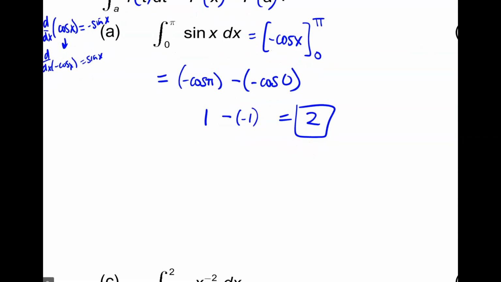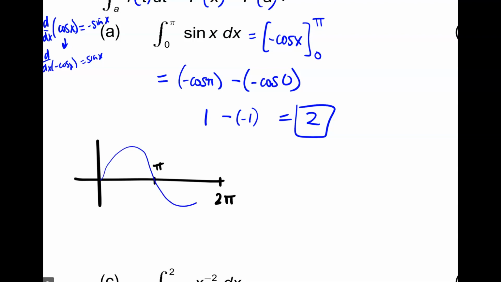Actually, let's show you the plot. Okay, this is pi, this is 2 pi. Do you remember what cosine looks like? 0, max, 0, min, 0. So we're finding the area from 0 to pi. Wait, isn't cosine 1? Oh, hold on. Sorry, I was drawing sine.